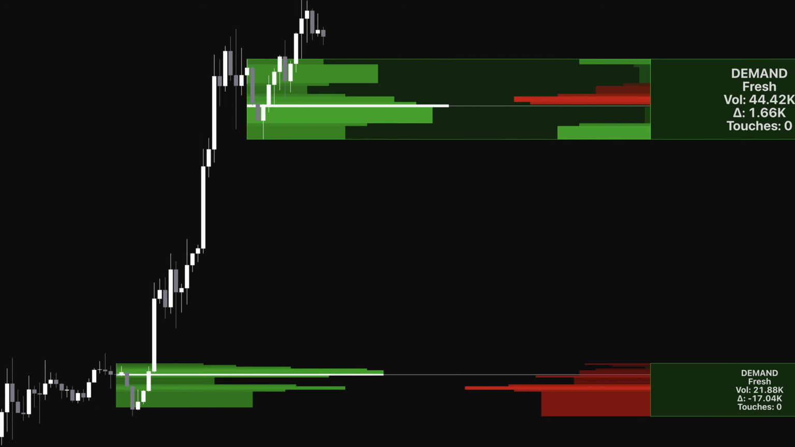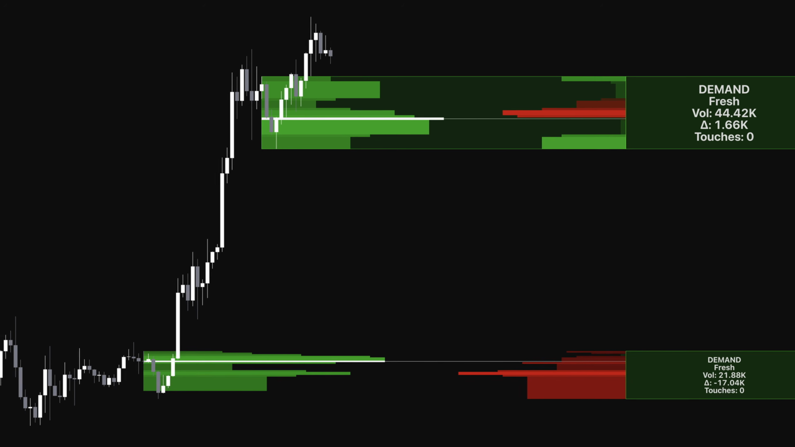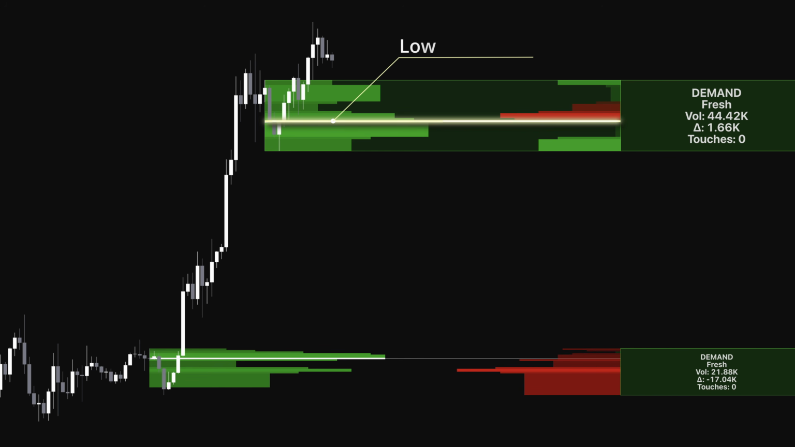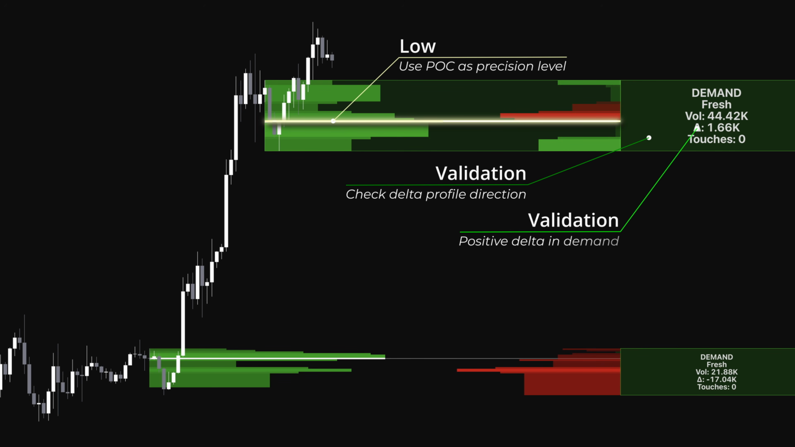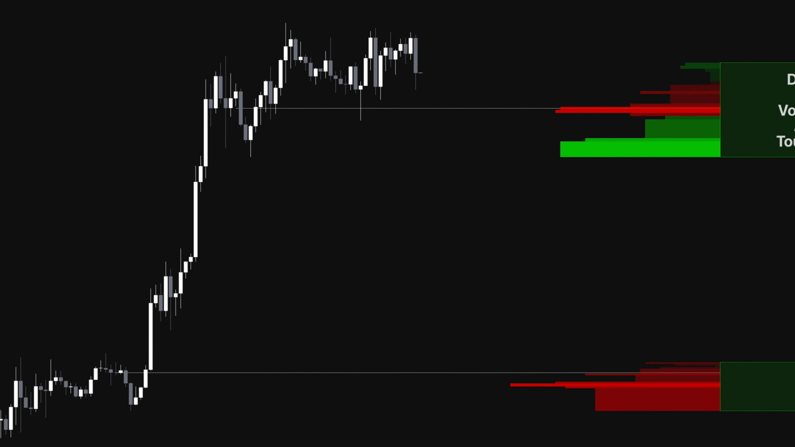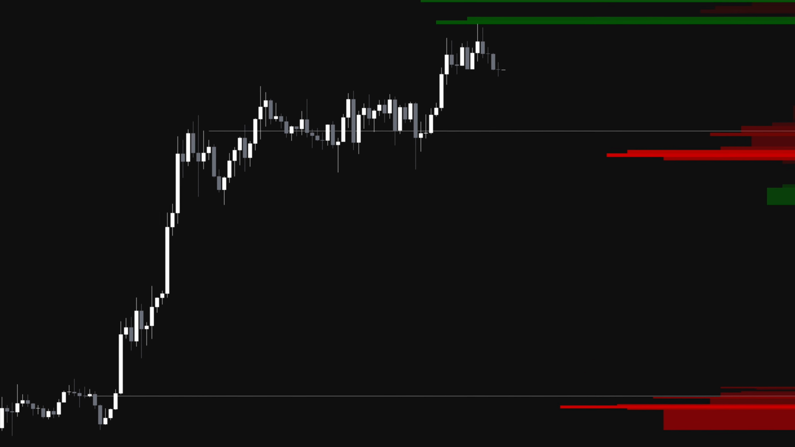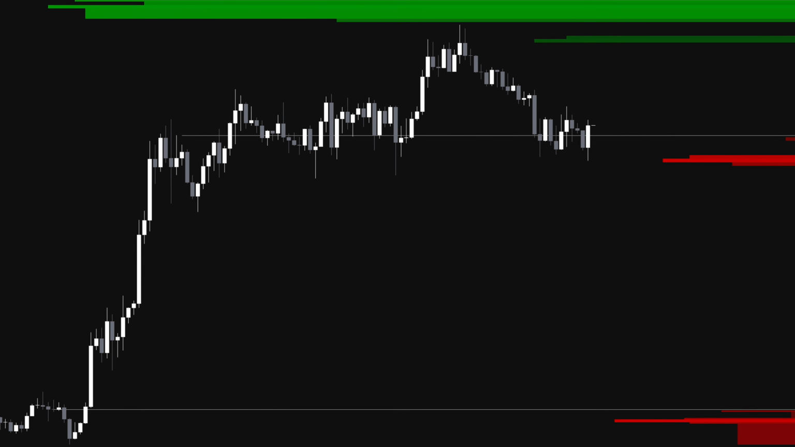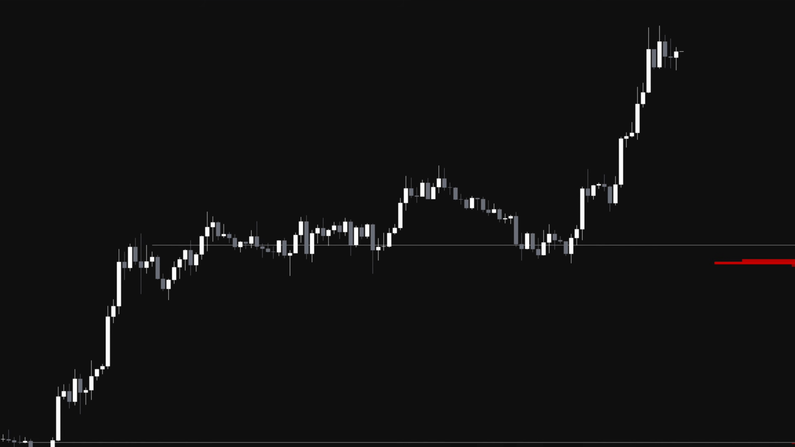In practice, the point of control is the most actionable output. Rather than treating the full zone as a broad entry reference, a trader can use the point of control as a precision level within the zone and check the delta profile to assess whether the volume that formed it leaned in the expected direction. If a demand zone shows strongly positive delta across the lower rows, that adds confidence that buyers were genuinely active at that level.